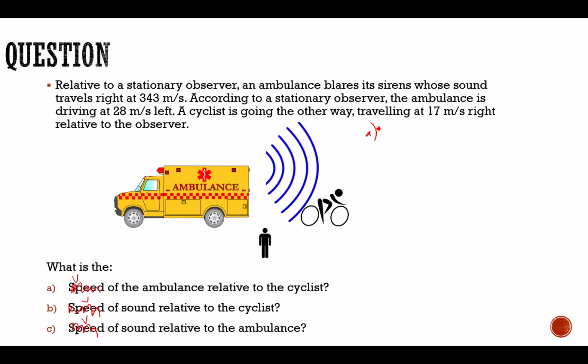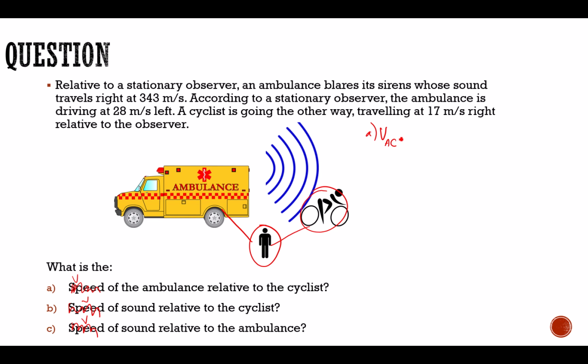Okay, do we have that information anywhere? No, we don't. We know the velocity of the cyclist relative to the person, but we also know the velocity of the person relative to the ambulance. So maybe we can connect these features together. We want to find the velocity of the ambulance relative to the cyclist. So I'm going to abbreviate that as VAC, the velocity of the ambulance relative to the cyclist.